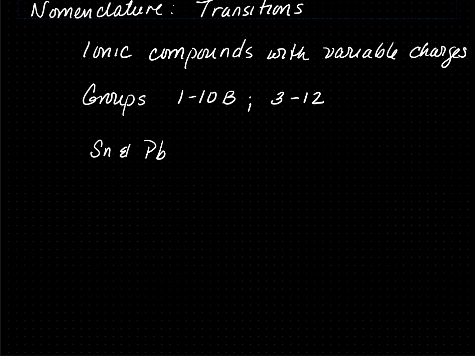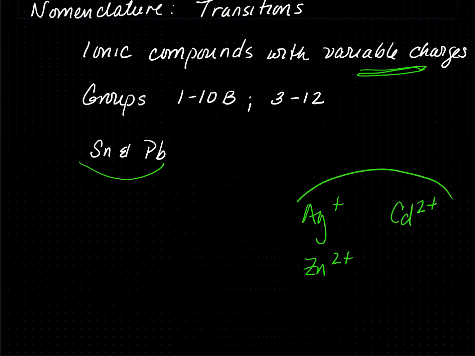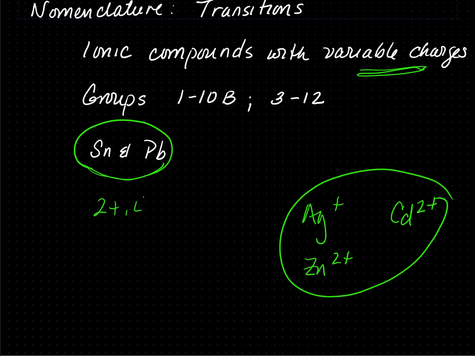Nomenclature for transition. Transitions are metals that have more than one charge, so they have a variable charge. They are groups 1 through 10b in the old periodic table, or 3 to 12. They also include tin and lead, but we will exclude silver, which is +1, zinc, which is +2, and cadmium, which is +2. These three will not be considered part of the transition. These two will be considered part of the transition because they could be 2+ or 4+.